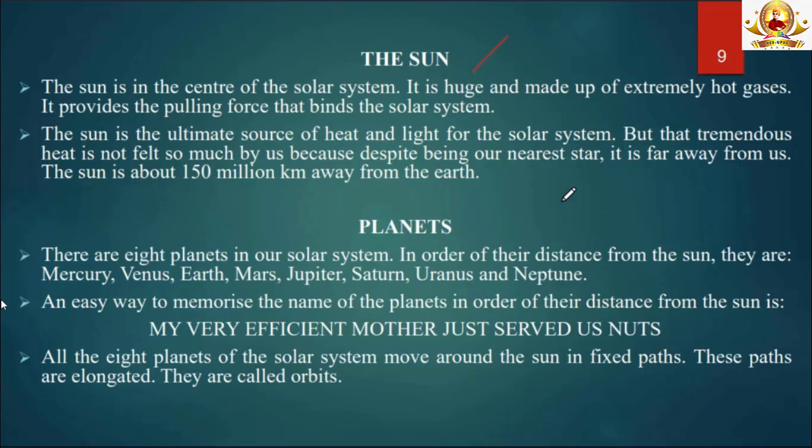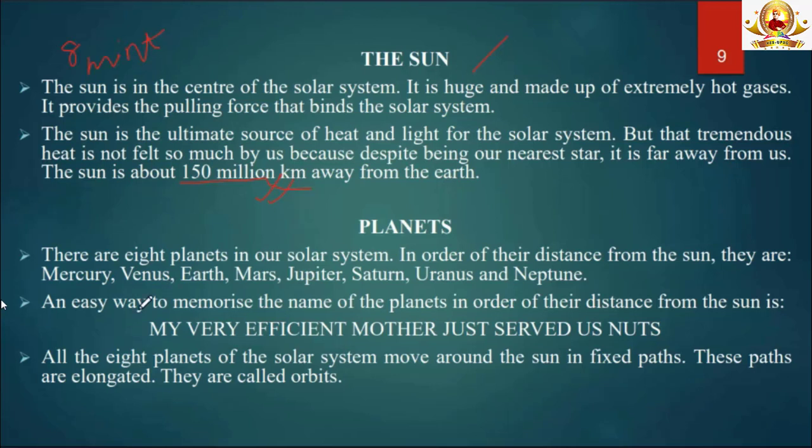But one more interesting thing is that we feel the heat of the sun because it's nearest, but it is still very far from us. It is 150 million kilometer away from us, and it takes 8 minutes for the sun's light to reach us. Why? Because the distance is so much that even if we calculate the speed of light and see, it still takes 8 minutes to reach us.